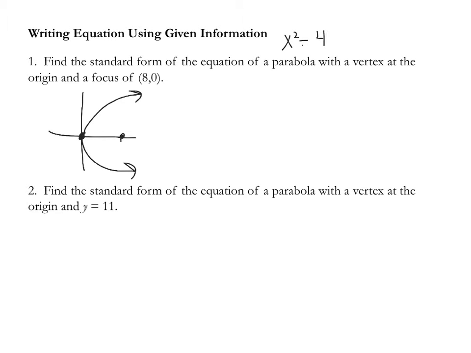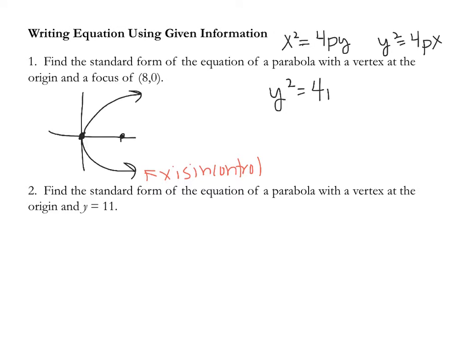So of my options, I'm going to write them up here. I have x squared equals 4py, one equation we talked about, or y squared equals 4px. If you look at what's in control based on what this looks like, this tells me that x is in control, which means I need to pick the formula that has x not squared, to the first degree. So this is the formula I want.